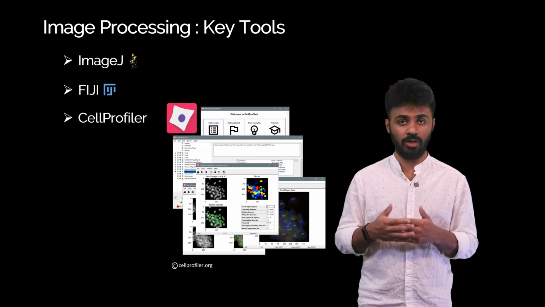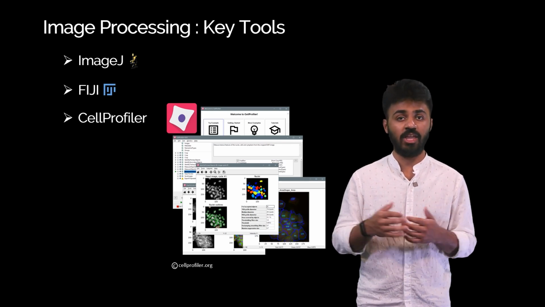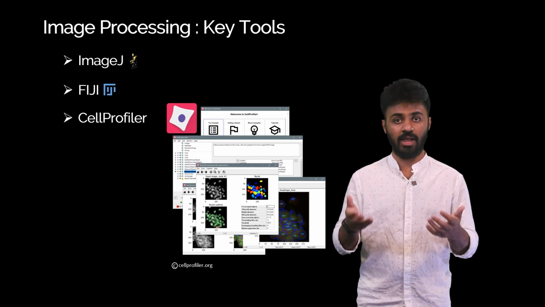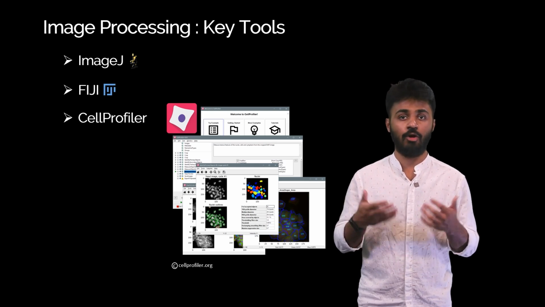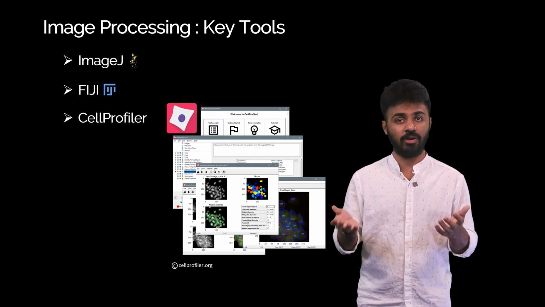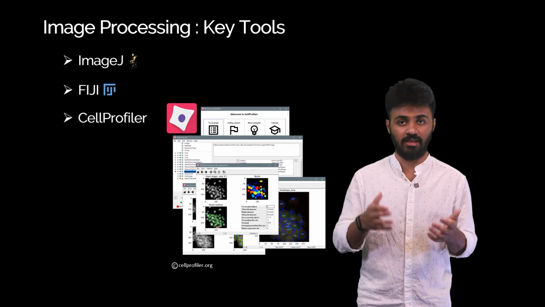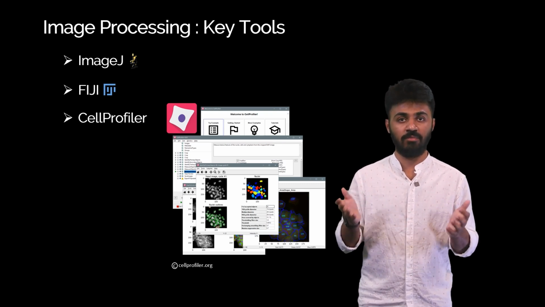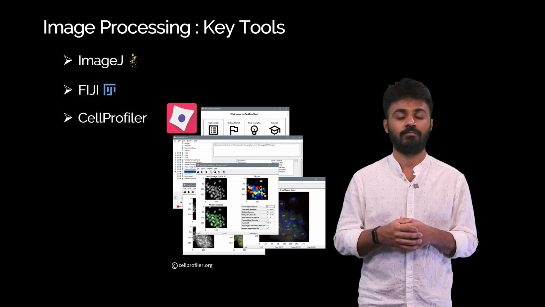Another widely used tool is CellProfiler, which is a free and open source software designed to analyze and measure cell images automatically. It provides numerous functionalities to measure complex cell structures such as counting and measuring cell shape and size.